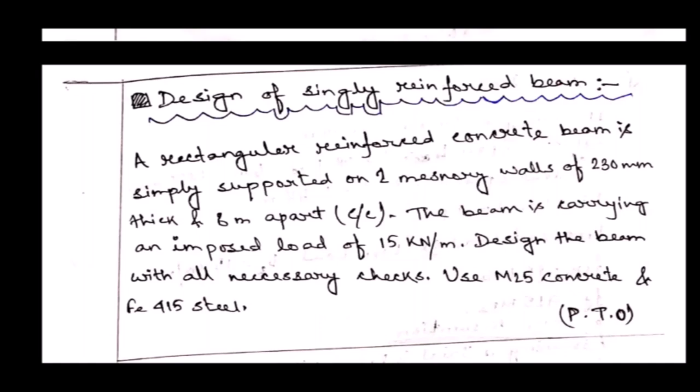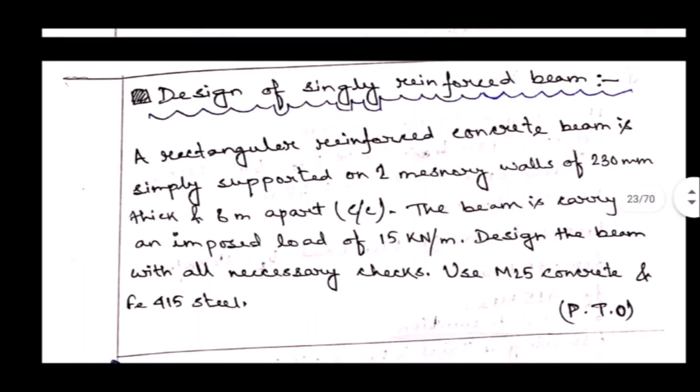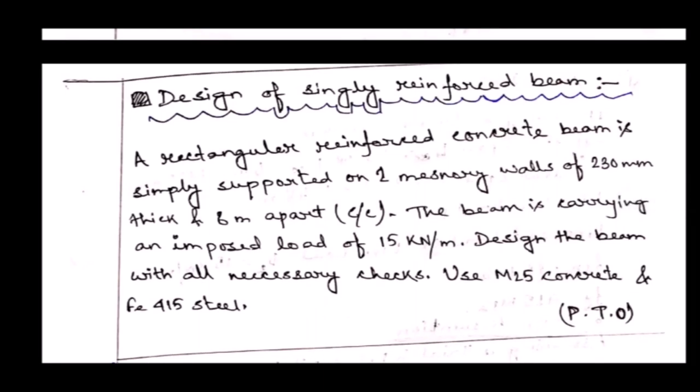So the problem is, a rectangular reinforced concrete beam is simply supported on two masonry walls of 230 mm thickness and 6 meters apart center to center. The beam is carrying an imposed load of 15 kN per meter. Design the beam with all necessary checks. Use M25 concrete and Fe415 grade steel.